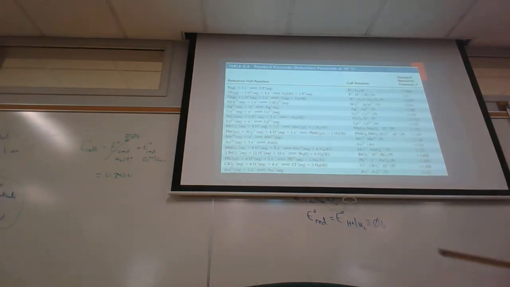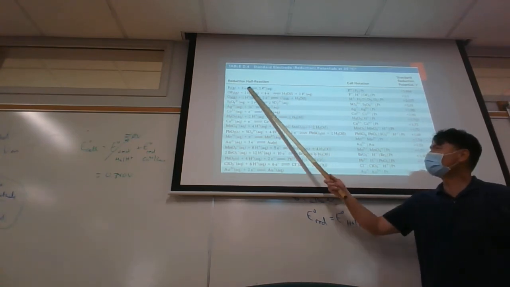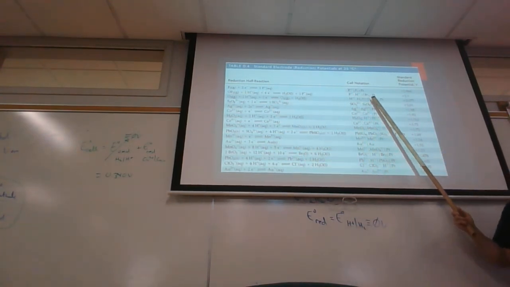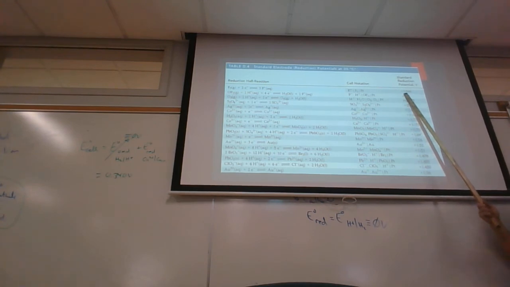Oxidation potential means we're losing electrons. So it could be fluoride. Fluoride loses electrons to form fluorine. What's its oxidation potential? Its oxidation potential is the reverse of this. If we reverse that, we change the sign. So its oxidation potential is minus 2.866 volts. Is that the highest? No.